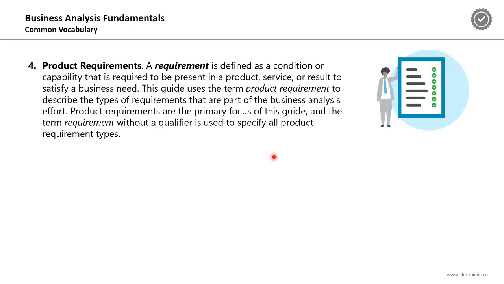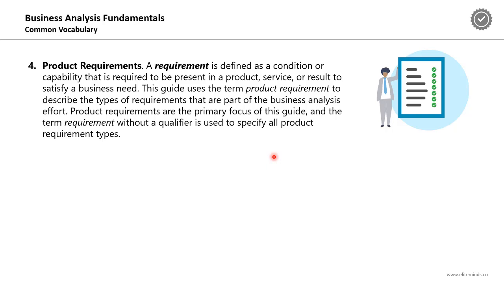The fourth term is the product requirements, and a requirement can be defined as a condition or capability that is required to be present in a product, service, or result to satisfy a business need. This is the requirement. And requirements and the different types of requirements are important for the CAPM exam. So again, a requirement is a condition or capability that should exist in the final product, service, or result in order to meet or satisfy a specific business need.